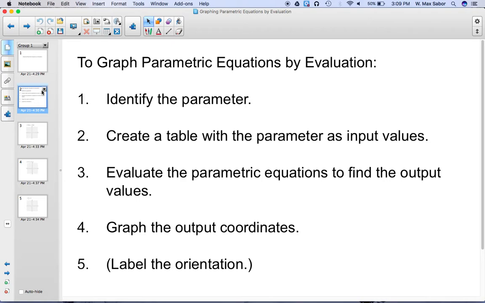Usually it's t, but sometimes it could be another variable. Theta is the second most common parameter. Create a table with the parameter as input values. Evaluate the parametric equations to find the output values. And then graph the output coordinates and label the orientation, which is optional but desirable. So we're going to identify, create, evaluate, and then graph.